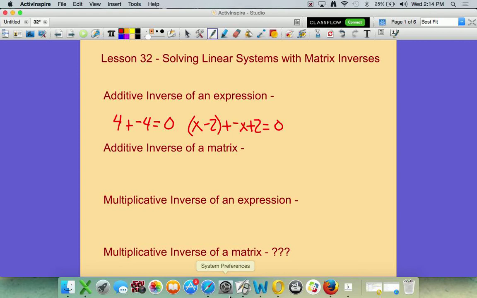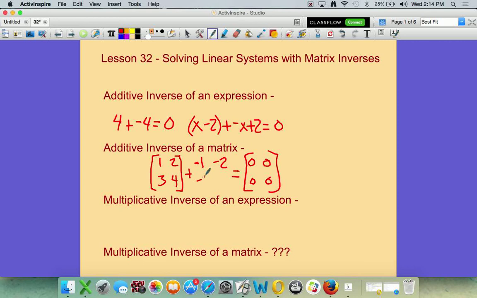Additive inverse of a matrix, well, we're doing pretty much the same thing. Say that we had this matrix and we wanted to find the additive inverse of that. What are we going to add to it to get zeros in all 4 spots? So what we do, 1 plus what equals 0? Well, that's negative 1. 2 plus what is 0? Negative 2, negative 3, and negative 4. So additive inverse of a matrix is the exact same thing as additive inverse of an expression.